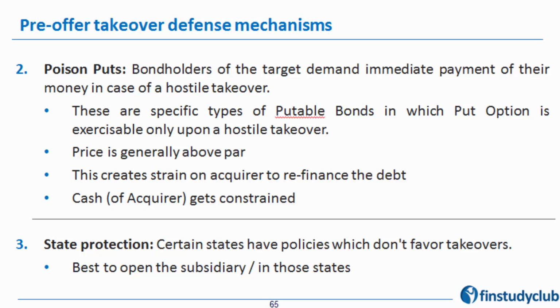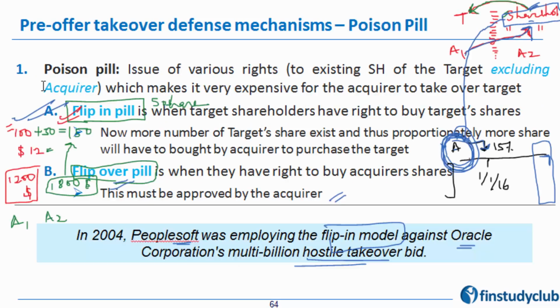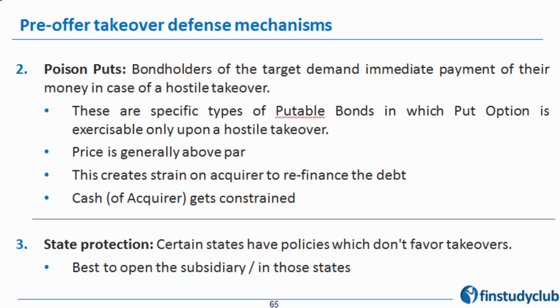A similar, but yet a little different, defense is the poison put. Now, while your poison pill was an agreement with the existing shareholders, your poison put is an agreement with the bondholders. In which case, their clause reads that whenever there is a hostile takeover, they are supposed to ask for immediate payment of their sum due. Let me give you an example and tell you how it acts as a deterrent.